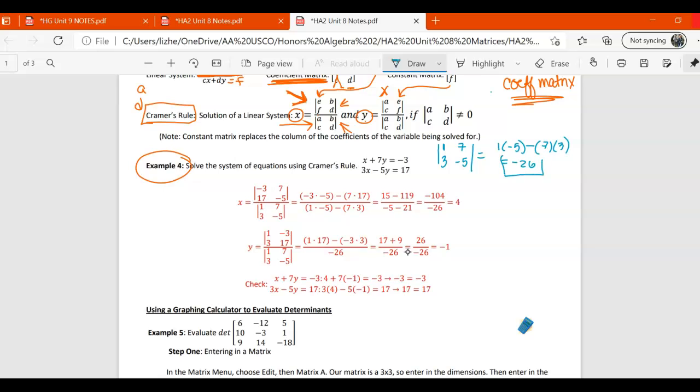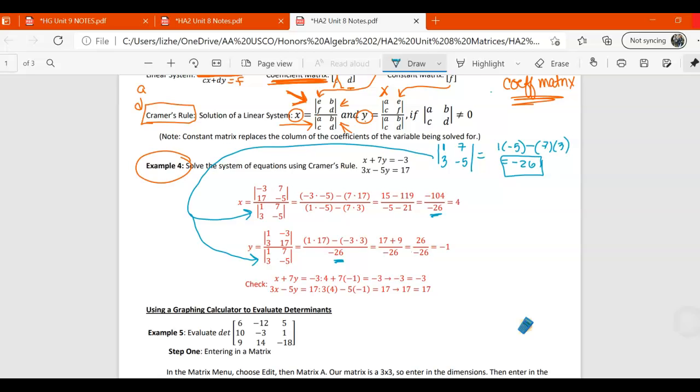I'm going to be using that in each equation because you can see right here how we set that up. That is the denominator in both of these. And there's that 26 right there. Okay, so we've taken care of that.